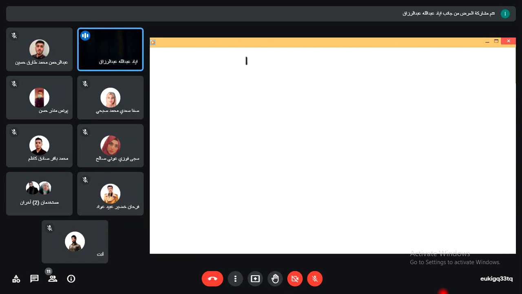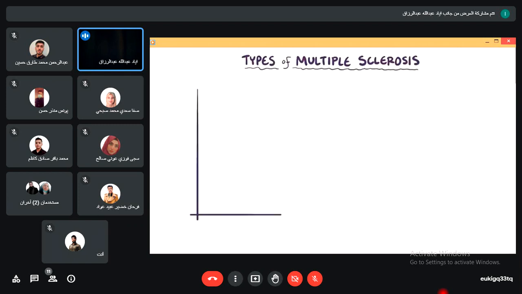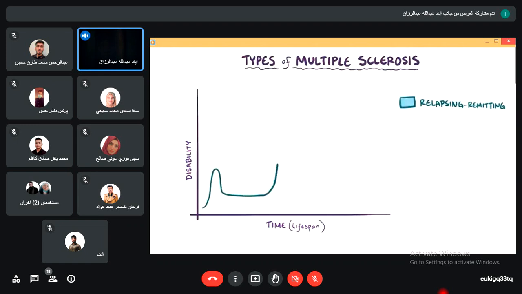So it turns out that there are actually 4 main types of multiple sclerosis, based on the pattern of symptoms over time. To break this down, we can use a graph with time on the x-axis, where time refers to the lifespan of the individual, and disability on the y-axis. The first and by far the most common pattern of multiple sclerosis is called relapsing remitting multiple sclerosis, or RRMS. This condition is what we just described, bouts of autoimmune attacks happening months or even years apart, and causing an increase in the level of disability.